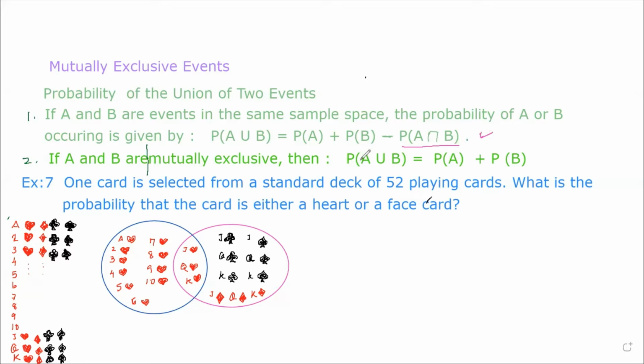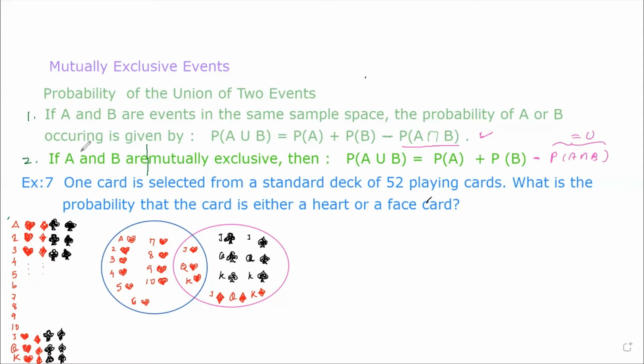In the second one, if they are mutually exclusive, that means set A and set B, or the events A and B, are different. They don't have any common point. Then that means the intersect is going to be equal to 0. In this case, the minus probability of A intersect B part equals 0, because they don't have any common elements or common objects. So that becomes 0.